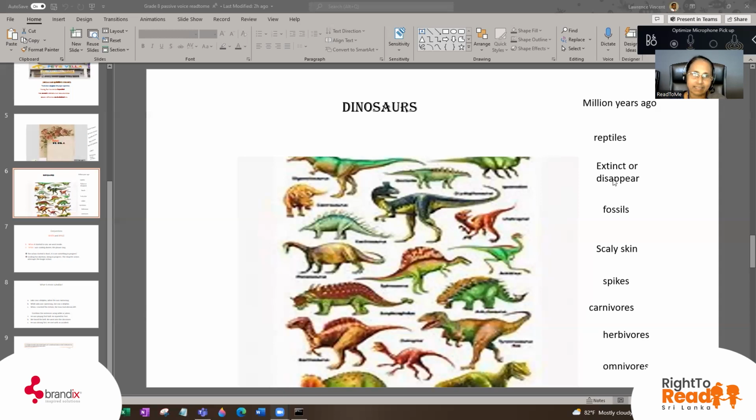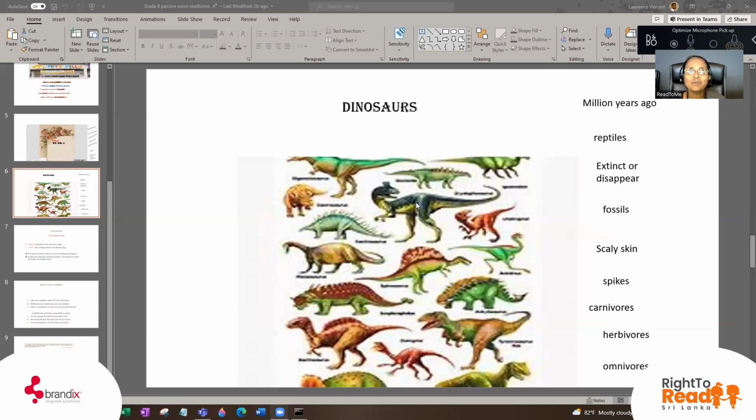But now they don't appear here on the earth. They disappeared and became extinct. But through fossils, we can get to know about them. They have scaly skin, sometimes spikes like this. Some of them were carnivores, some of them were herbivores, and some were omnivores.